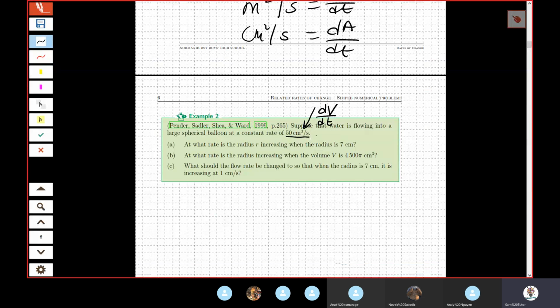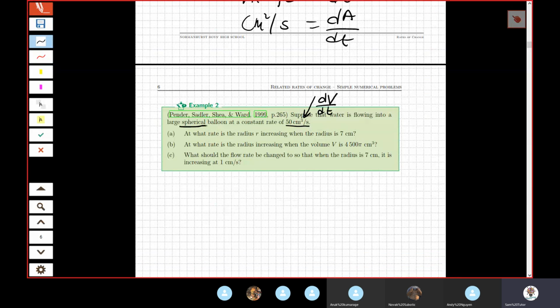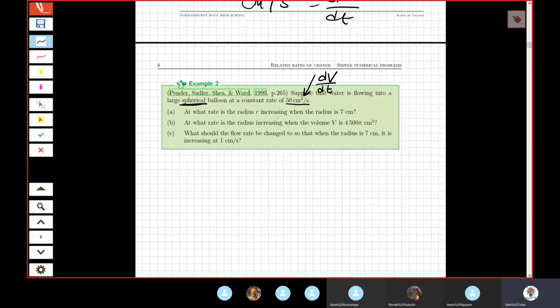So that's given. Done. And you know what shape it is. It's a sphere. So at what rate is the radius increasing? Radius r increasing. What rate? So what are you trying to find? dr on dt. You're going to break it up as dr on dV. Correct. Now, dV on dt is given, 50.